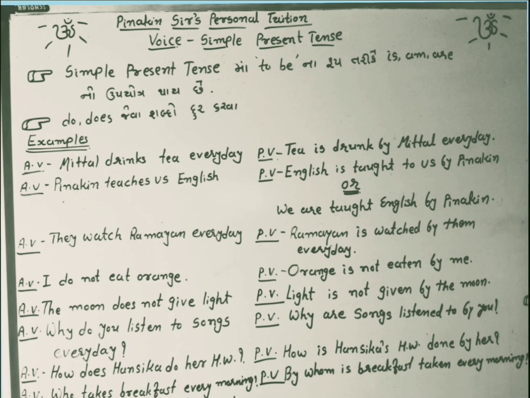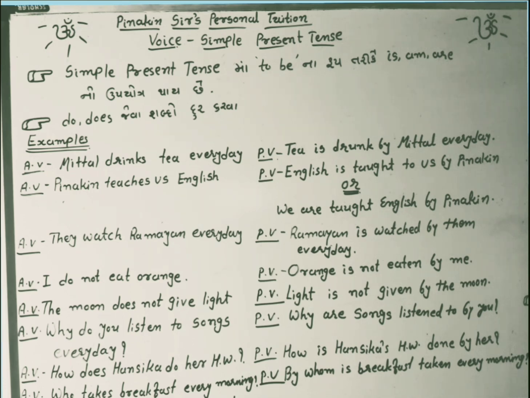Okay. Example number 2, Pinakin teaches us English. That is the active one. We have to transform it into passive. This is a special kind of sentence, as it has two objects, us and English. So this sentence can be transformed in two ways by using two different objects.